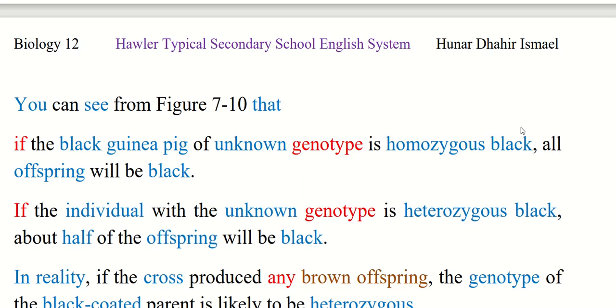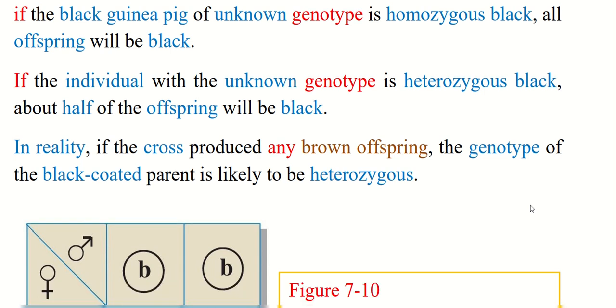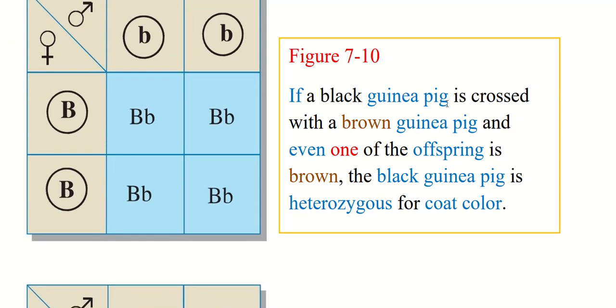You can see from figure 7.10 that if a black guinea pig of unknown genotype is homozygous black, all offspring will be black. If the individual with the unknown genotype is heterozygous black, about half of the offspring will be black. In reality, if the cross produces any brown offspring, the genotype of the black coat parent is likely to be heterozygous. So if a black guinea pig is crossed with a brown guinea pig, and even one of the offspring is brown, the black guinea pig is heterozygous for coat color.